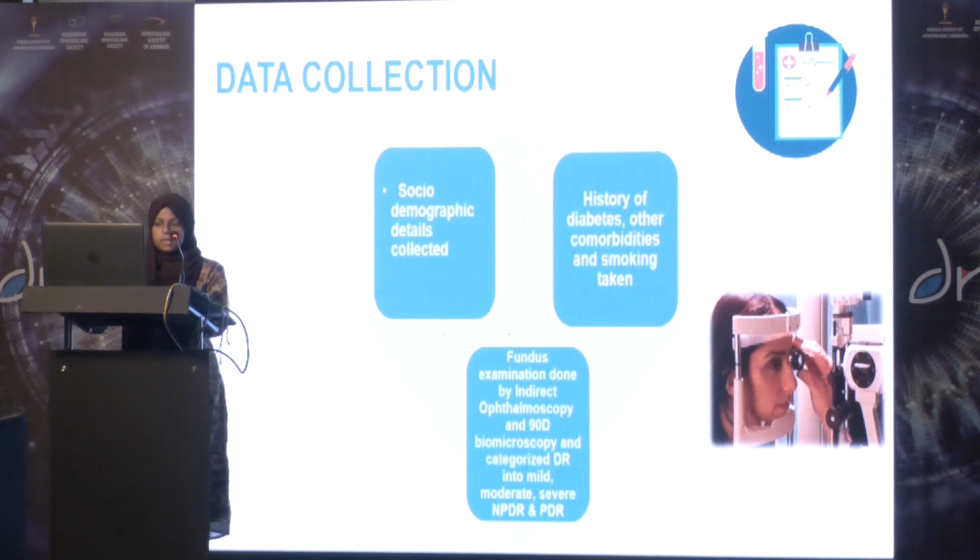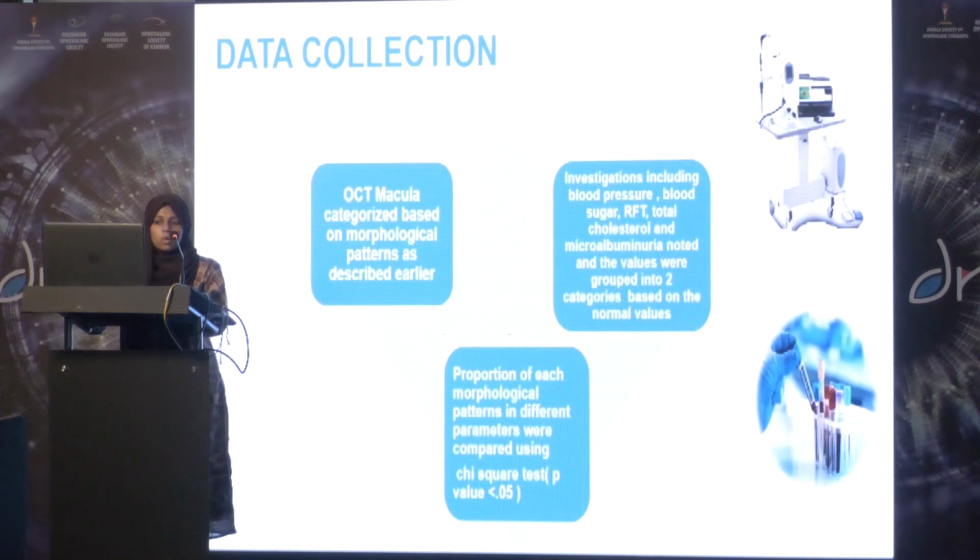Socio-demographic details were collected, and history of diabetes, other comorbidities and smoking were noted. Fundus examination was done by indirect ophthalmoscopy and 90D biomicroscopy, and diabetic retinopathy was categorized into mild, moderate, severe NPDR and PDR. OCT macula was categorized based on morphological patterns as described earlier. The investigations including blood pressure, blood sugar, RFT, total cholesterol and microalbuminuria were noted, and the values were grouped into two categories based on the normal values.